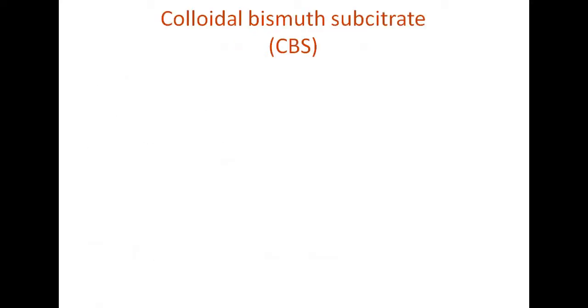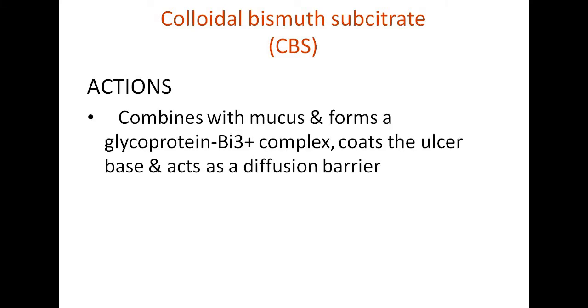We will complete the drugs used in peptic ulcer by discussing colloidal bismuth subcitrate and triple therapy for peptic ulcer. Colloidal bismuth subcitrate combines with mucus in the gastric mucosa and forms a glycoprotein bismuth complex that coats the ulcer base and acts as a diffusion barrier. So it protects the ulcer base from further attack by acid.